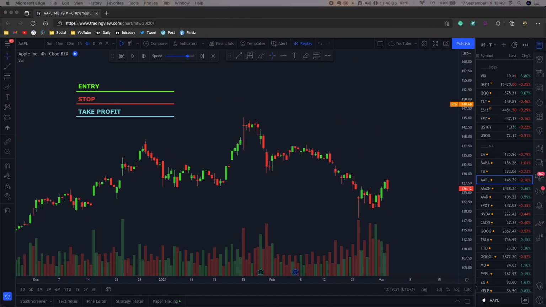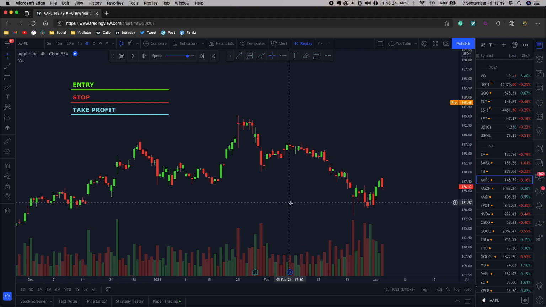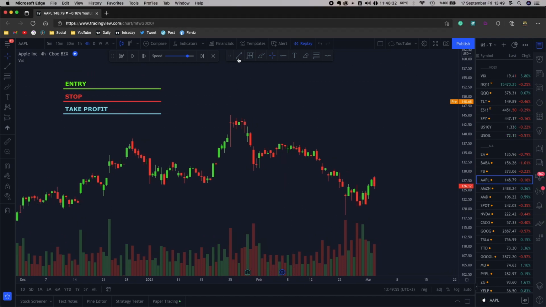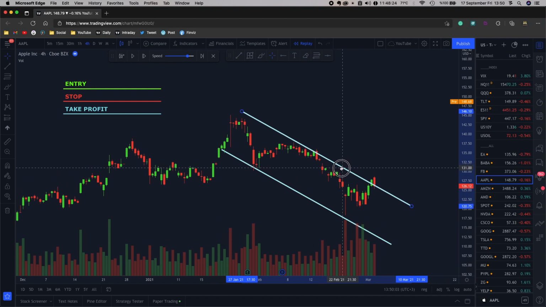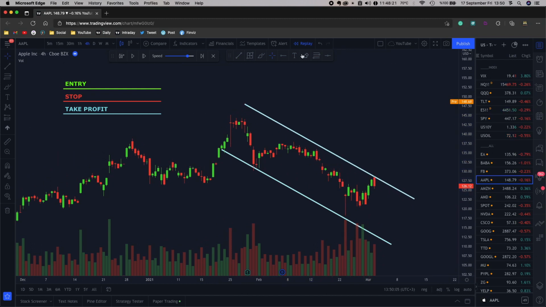So, let's check out the Apple. First of all, I want you to identify the trend channel. I'm gonna draw it for you. Now, what happens here? The price gradually starts to decline. Buyers are quite exhausted. Sellers are in total control in this chart.